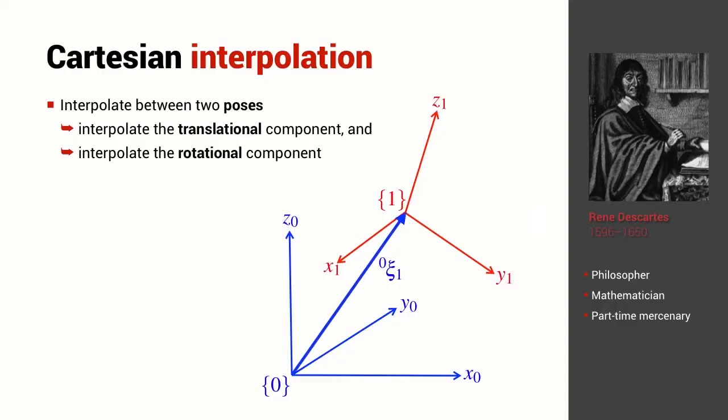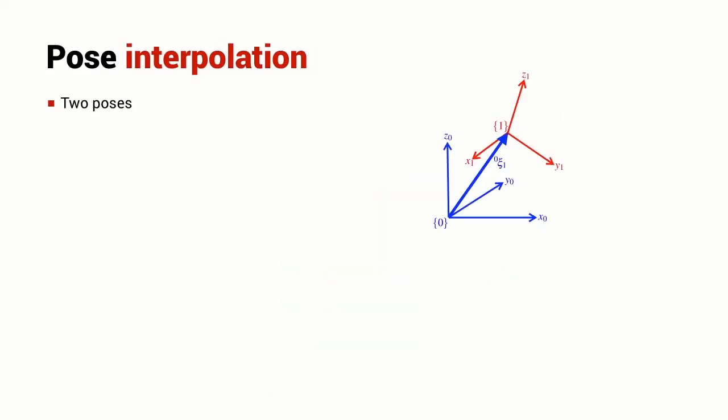Finally, we come to the problem of interpolating between two poses. Poses have a translational and a rotational component. We need to interpolate them separately. We refer to this as Cartesian interpolation. So let's consider two poses, pose 0 and pose 1.